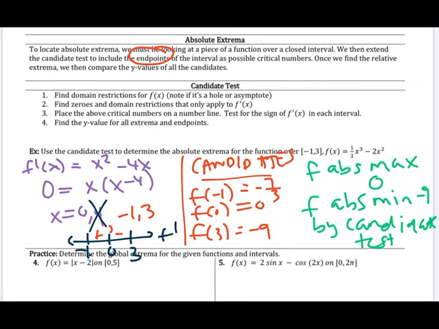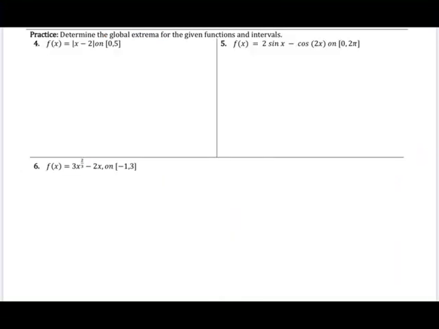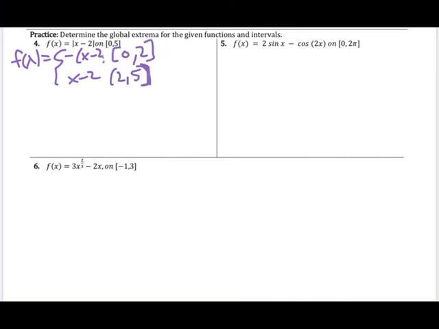So let's wrap up by just looking at a couple more examples. You can pause the video while you work through them on your own and then check your work afterwards, or you can follow along with me. So number 4 gives us an absolute value function, and something important to remember is you can always just split the absolute value function into a piecewise function. So f of x is going to equal this when x is between 0 and 2, and this when x is between 2 and 5. Let's rewrite those intervals. That looks better.